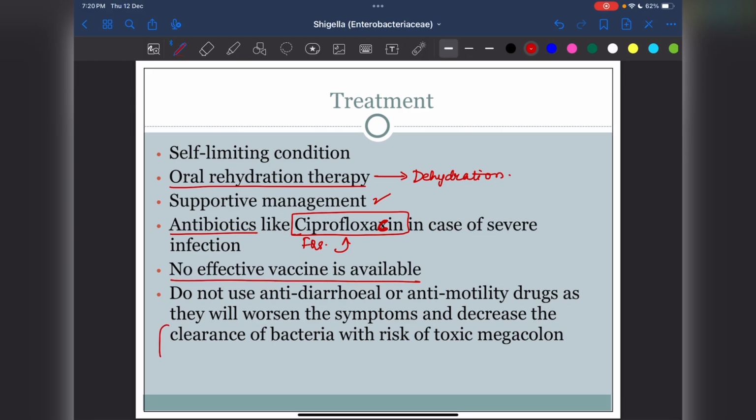One important point that is a contraindication to treatment of shigellosis is do not use antidiarrheal or anti-motility drugs. Do not use antidiarrheal or anti-motility drugs, because they will try to make the person constipated or decrease the motility. In that case it will actually worsen the symptoms by decreasing the clearance of bacteria. If you stop the diarrhea, bacteria will remain in the gut, and ultimately the person will have decreased clearance of bacteria. There will be risk of toxic megacolon and severe infection.